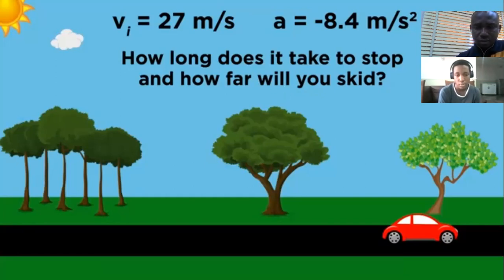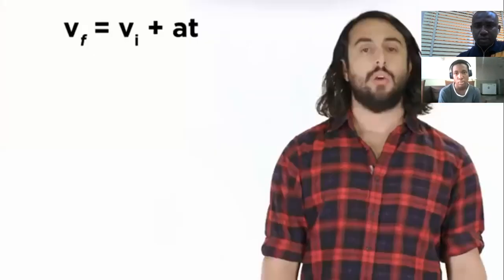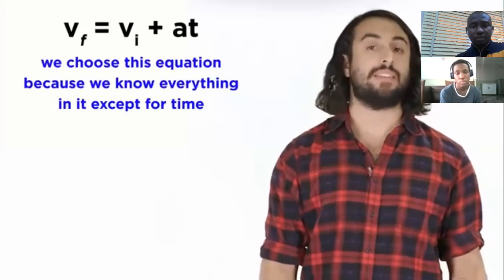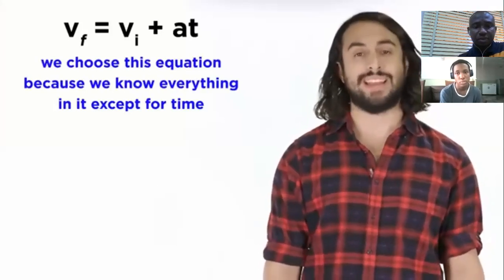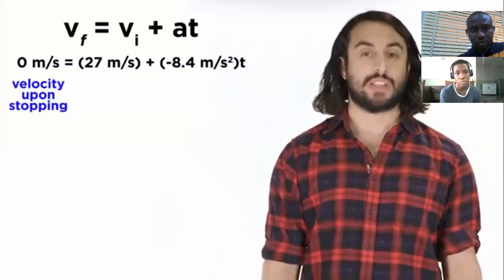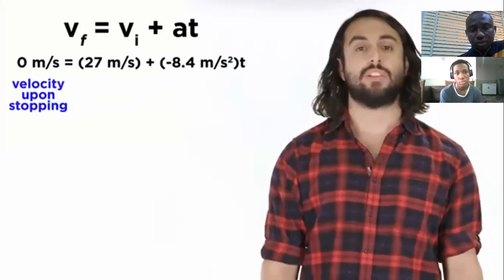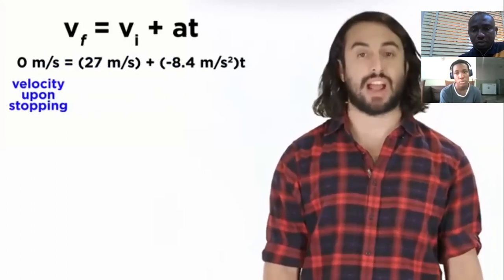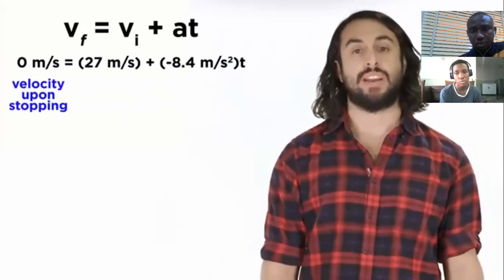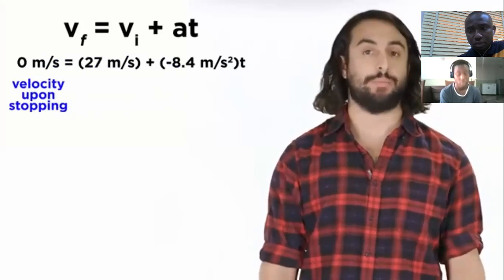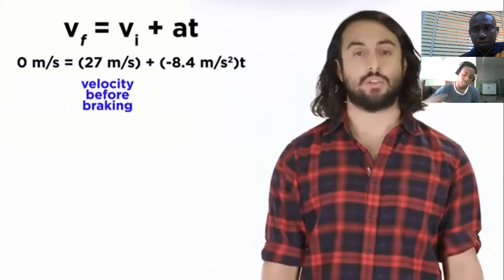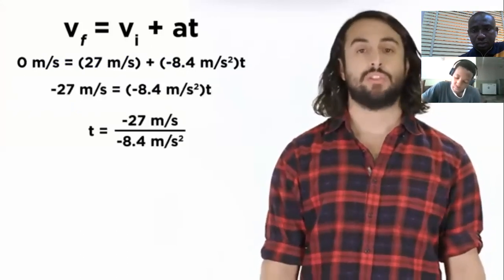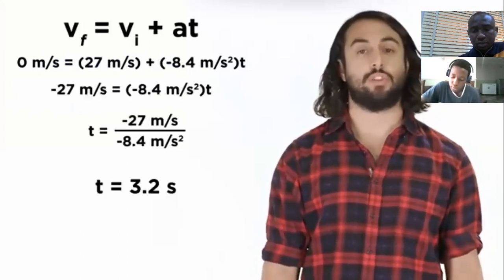How far will it travel while your foot is on the brake? Once again, let's use this equation to solve for time. It must be this equation because we know everything in it except for time. For velocity, let's plug in 0 because we are curious about the time elapsed at the moment that the car stops moving. And the velocity, when it has stopped moving, will be 0. The initial velocity is the 27 meters per second we mentioned, and we can plug in the acceleration, solve for time, and get 3.2 seconds.